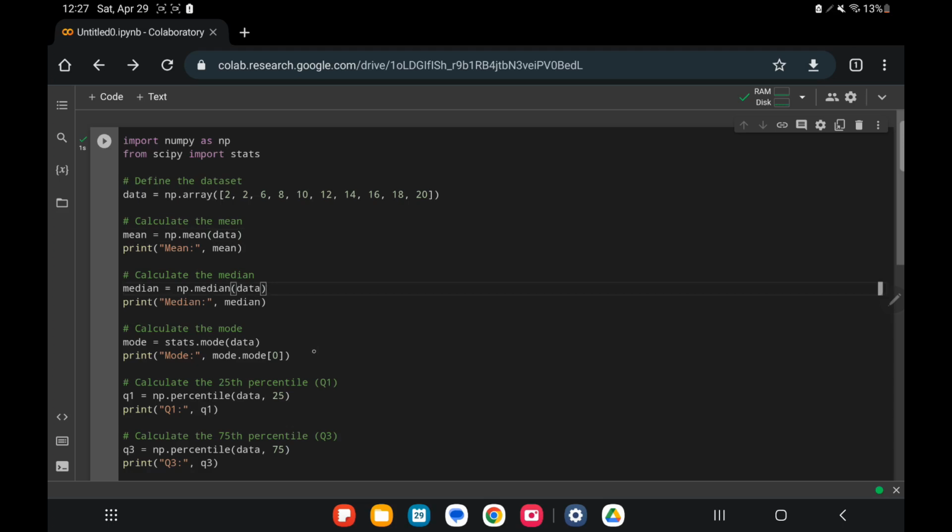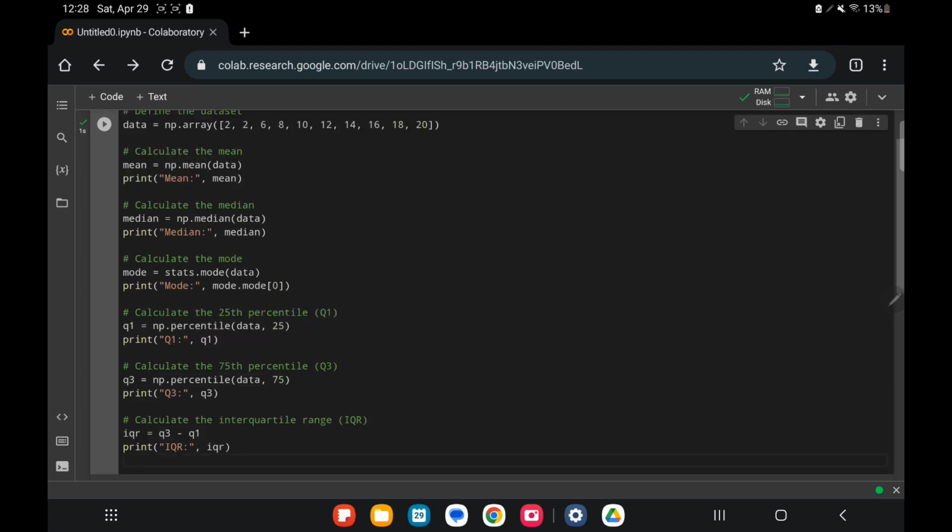Then we are calculating the mode using the stats module from the SciPy library. Then for calculating the percentiles, in the percentile function in the NumPy library, first we need to mention the data. Then we need to specify the value, that is, which percentile you need. So we are calculating the 25th percentile, and the same for the 75th percentile. Then finally, we are calculating the Inter Quartile Range, IQR, where we are taking the difference between the 75th and 25th percentile, Q3 and Q1, right?